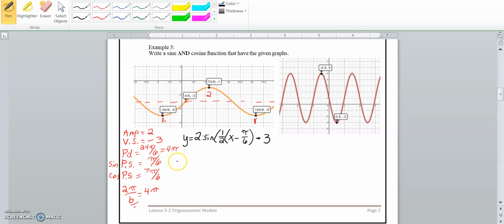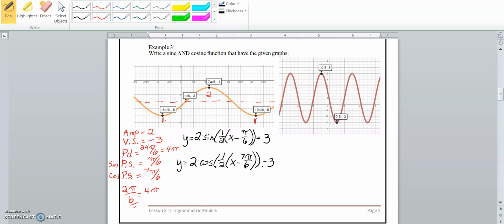If we did cosine, it looks like this. Same thing, all the way up to the point where we say x minus, then we say 7 pi over 6. I missed a parenthesis there. There we go, -3, and we're good to go. That gives us example 3.